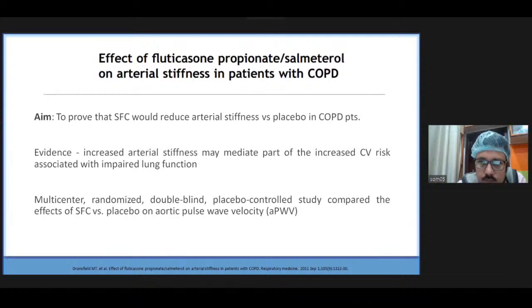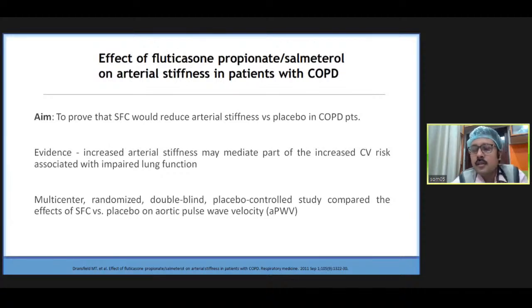So one more question has come. How best to manage exacerbation cases post-pneumonia in COPD patients? Post-pneumonia and COPD patients, for exacerbations. Yes. Sorry? Post-pneumonia? Yes. How best to manage exacerbation patients post-pneumonia in COPD cases?